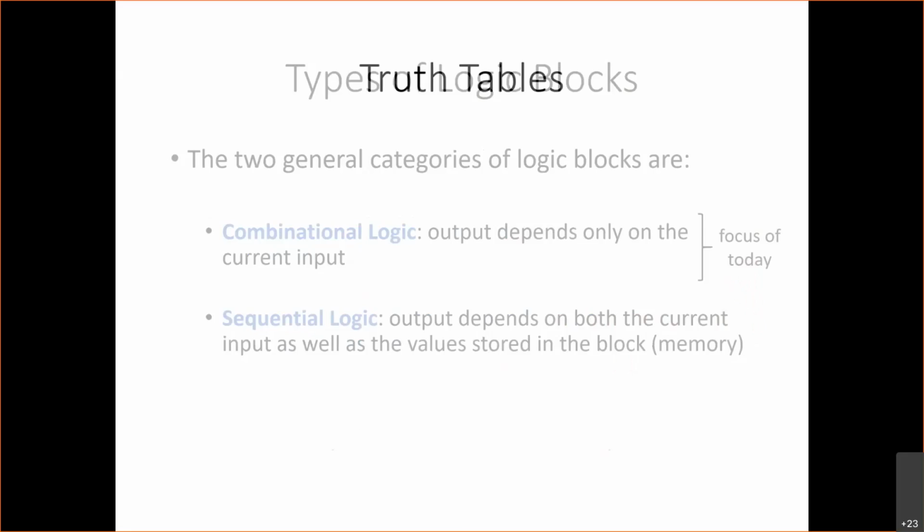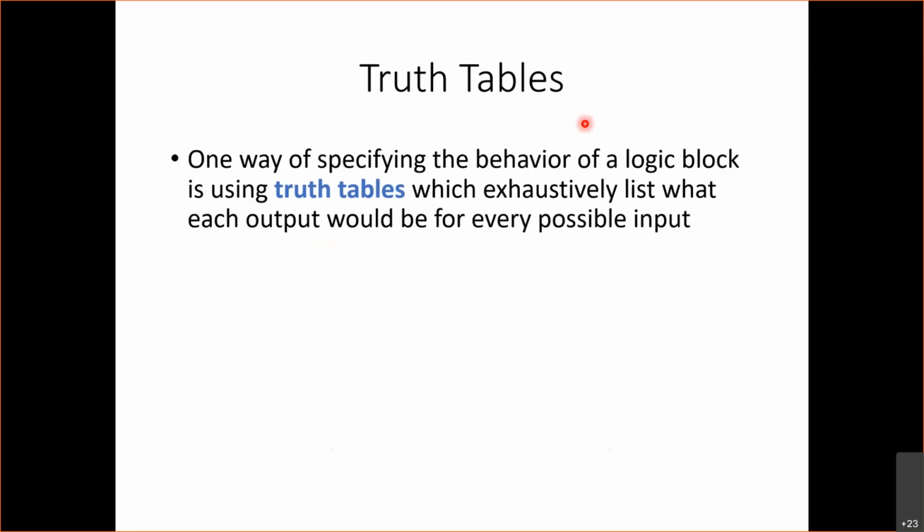Okay, so let's talk about combinational logic. I'll start by talking about truth tables. When we want to design a logic block, we would like to specify the behavior of this block. We would like to specify how the outputs of a block are affected by the inputs into the block. One way of specifying the behavior of a logic block is using a truth table. I think you guys have already seen truth tables in CMPS 211. We'll briefly cover them again in this course.